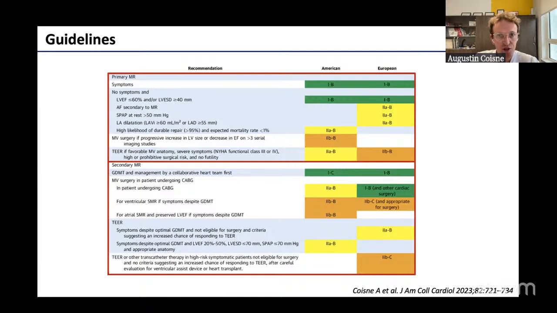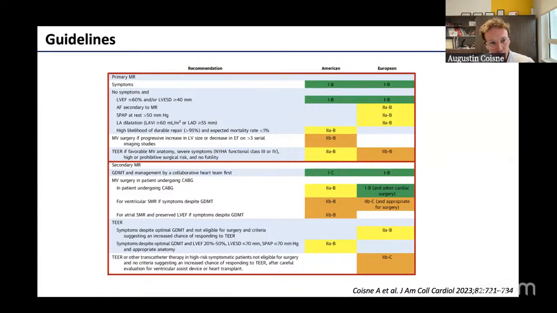And we have this definition provided by the American and European guidelines. And of course, in this population, mitral valve surgery is the first-line therapy, but there is room for edge-to-edge repair, as you can see in the American and European guidelines, if the anatomy is favorable for this population.